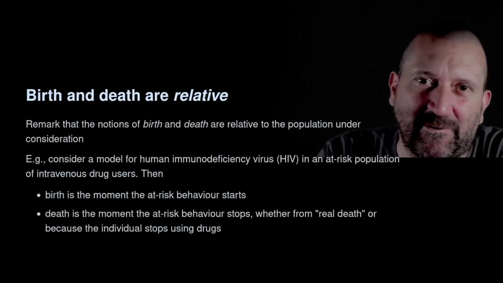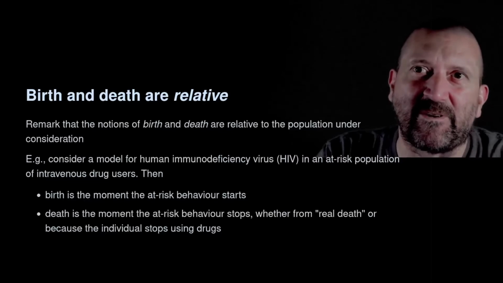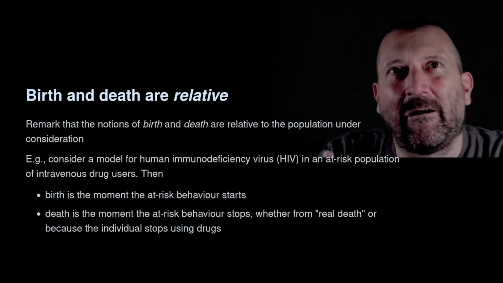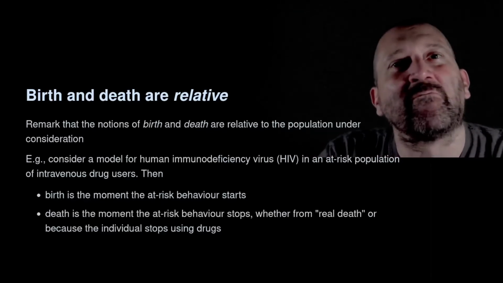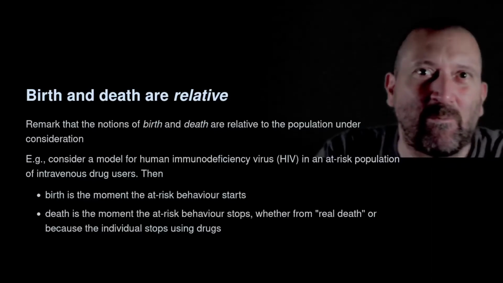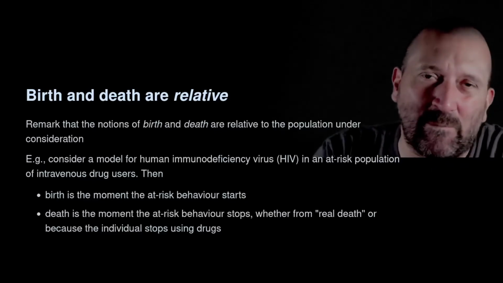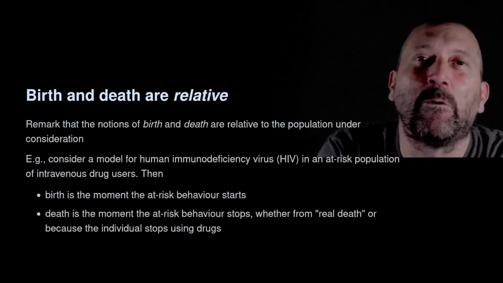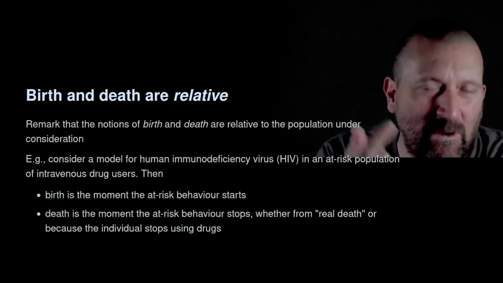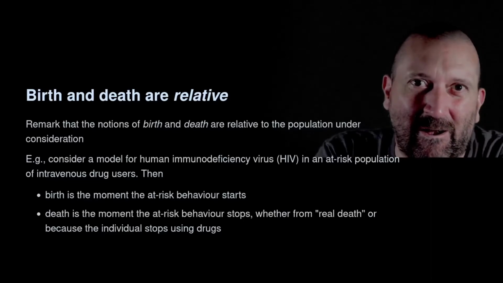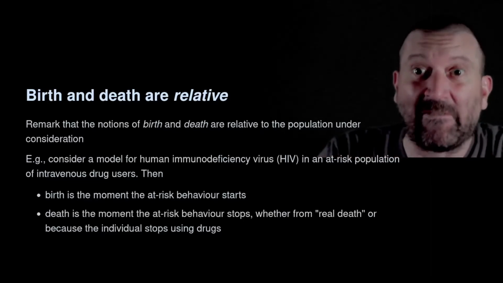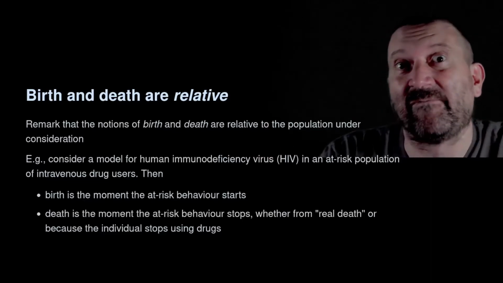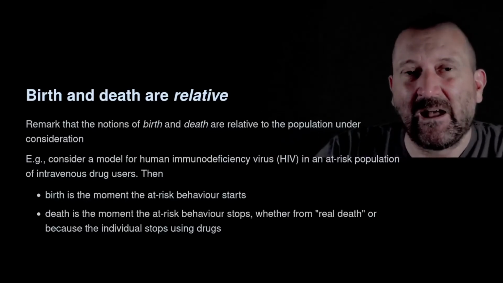So for instance, I was talking about HIV. If I'm not considering mother-to-child transmission of HIV, if I'm looking at a model of transmission of HIV, the model is going to assume susceptibility starts when at-risk behaviors start. And so birth is not, for example, if I'm looking at needle-induced transmission, well, it's when you start using needles to inject drugs that you enter the susceptible population. And death doesn't necessarily mean you die, it simply means that susceptible behavior has stopped.